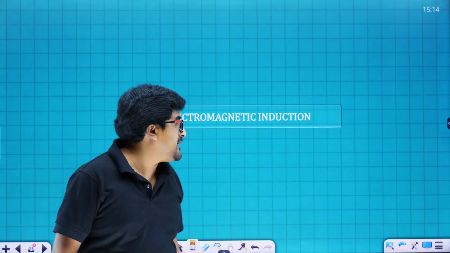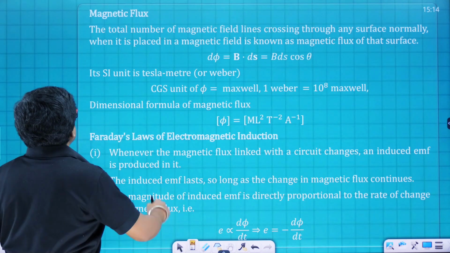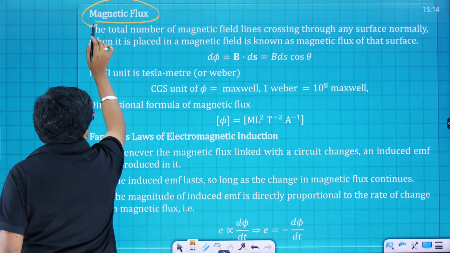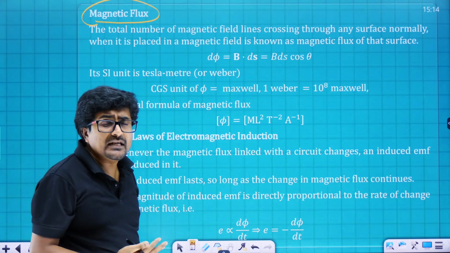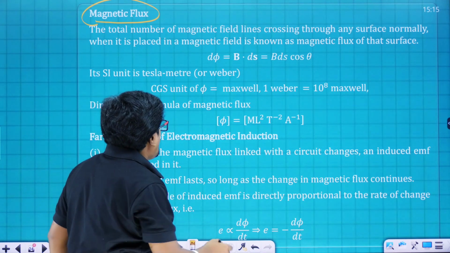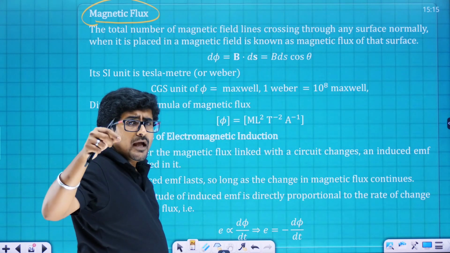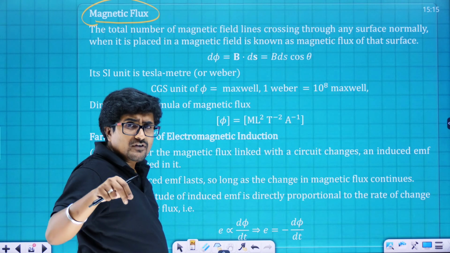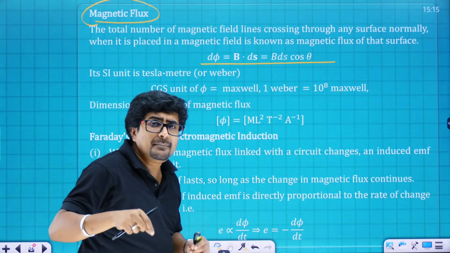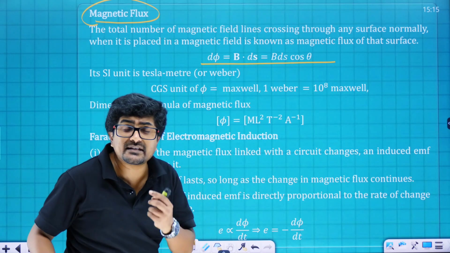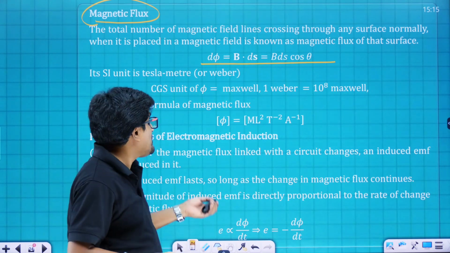Next is electromagnetic induction. Here comes the very first point, that is magnetic flux. As you all know, magnetic flux is the magnetic field lines perpendicularly linked with any given surface. The basic formula for a small area dS kept in a magnetic field B, the small flux linked is d phi is equal to B dS cos theta, where theta is the angle at which the area vector is aligned with respect to the magnetic field.